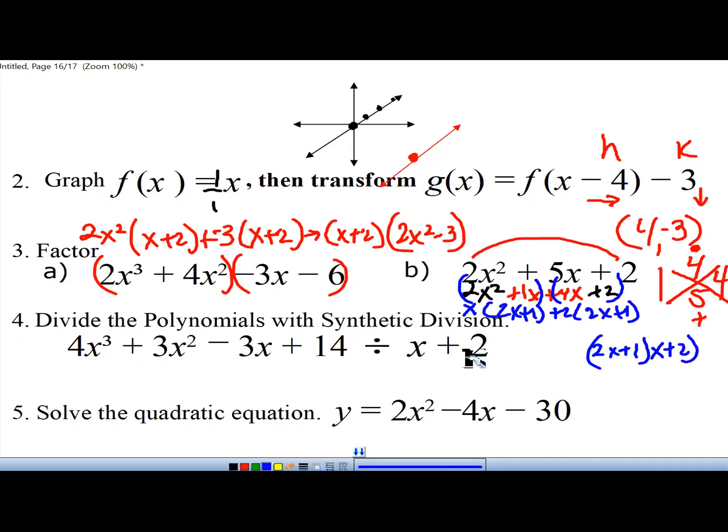Yes, Mr. Q. Next, the next one, synthetic division. We start with -2 as our divisor, and we have 4, 3, -3, and 14. And we do the process here. We bring down the 4. -2 times 4, that's -8. Combined, that's -5. -2 times -5, that's 10. Combined, that's 7. -2 times 7, that's -14. And what is our remainder? 0. So what do we have down here? As our quotient, we got 4x squared minus 5x plus 7.